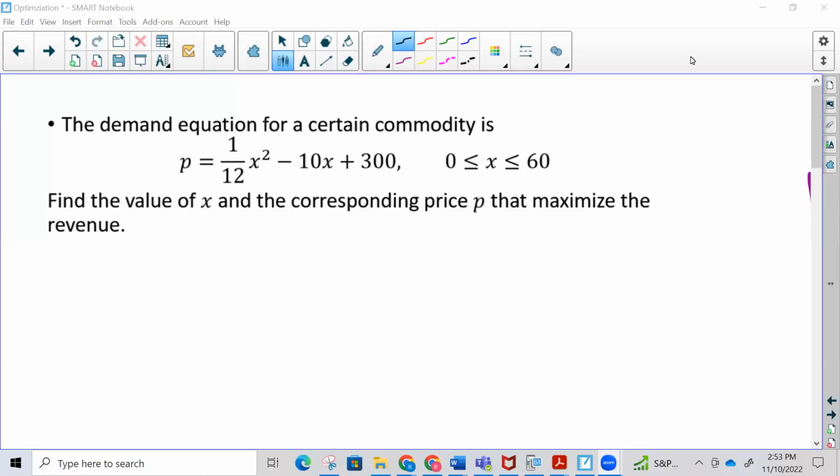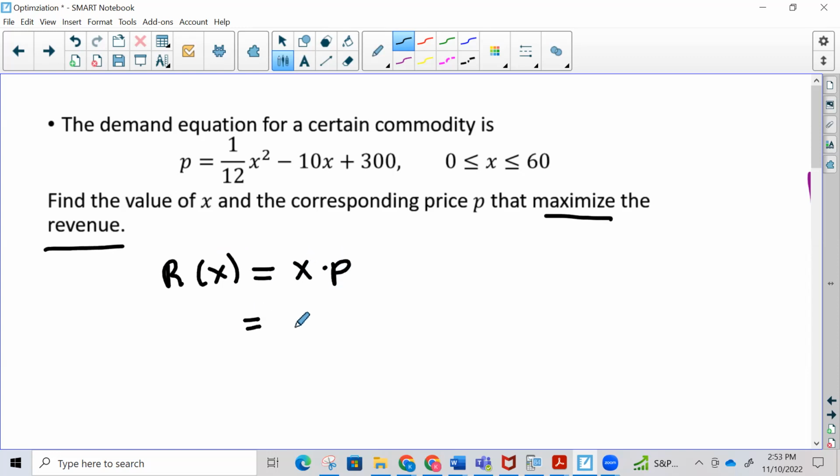So let's look at a few more examples of optimization and finding the max and mins. The demand equation for a certain commodity is this equation P, and they said these are my bounds, between 0 and 60. It says, find the value of X and the corresponding price P that maximizes the revenue. Okay, so we're trying to maximize the revenue, which means I need an equation for the revenue. So we know that the revenue is X times P.